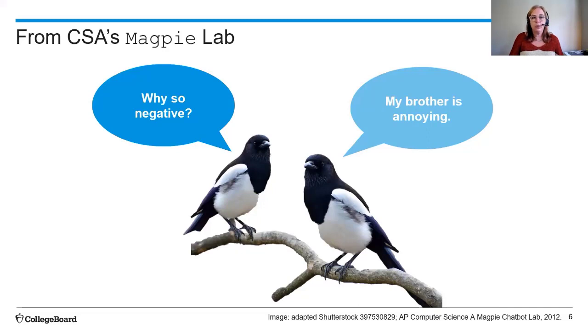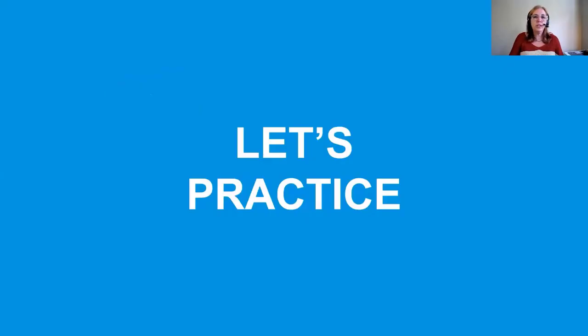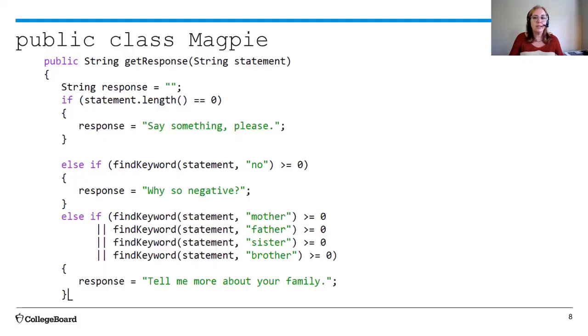So the answer was, my brother is annoying me. I have an older brother, and I actually annoyed him way more than he annoyed me. But my brother's annoying me, and now let's see what we get. Tell me more about your family. So tell me more about this brother. So let's look at the code and practice how this is applied in the Magpie Lab.